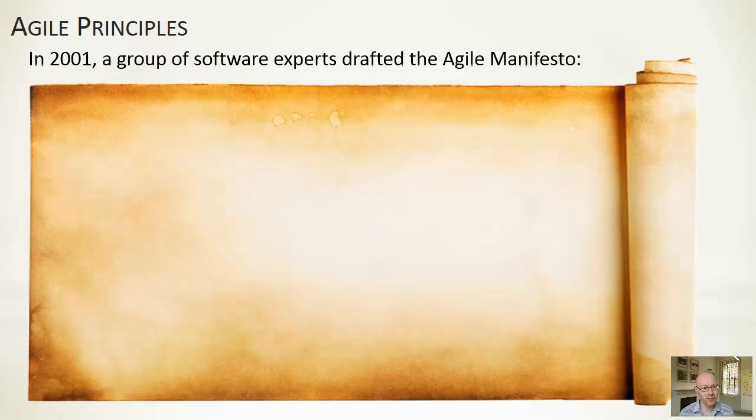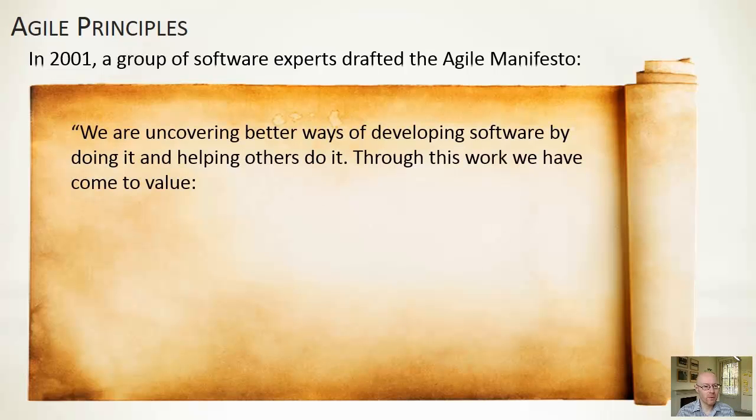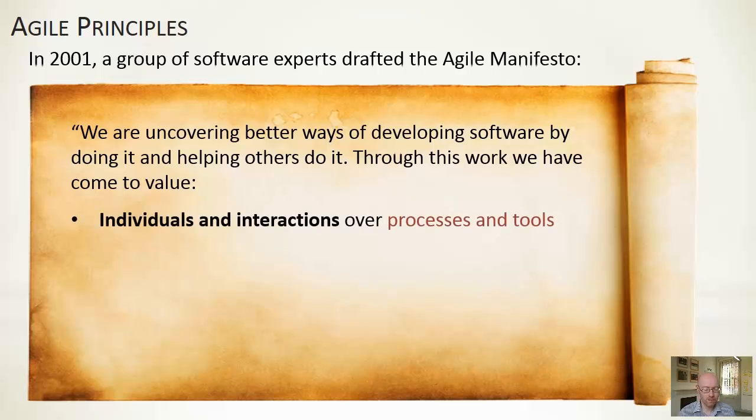So the Agile Manifesto says that we are uncovering better ways of developing software by doing it and helping others do it. Through this work, we have come to value, so these are the values of an Agile approach: individuals and interactions over processes and tools. I'll read the whole thing out, then we'll go over it.